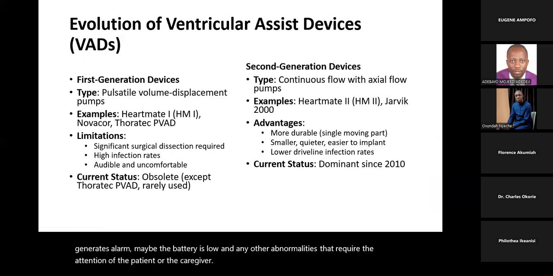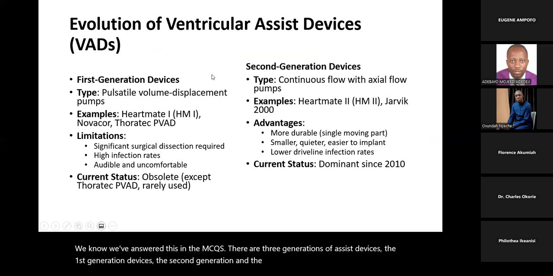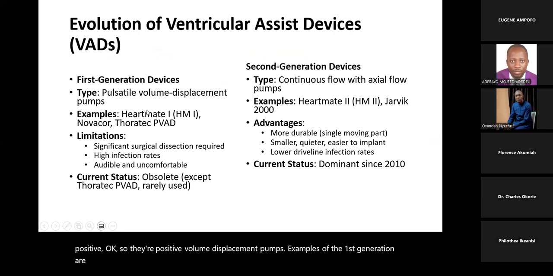So we know we've answered this in the MCQs. There are three generations of assist devices: the first generation, the second generation, and the third generation. The first generation are pulsatile volume displacement pumps. Examples of the first generation are the HeartMate 1, Novacor, and the Thoratec PVAD.